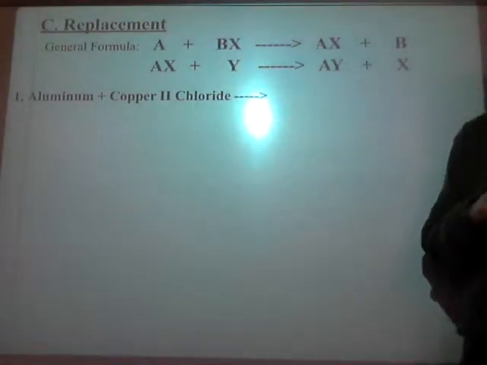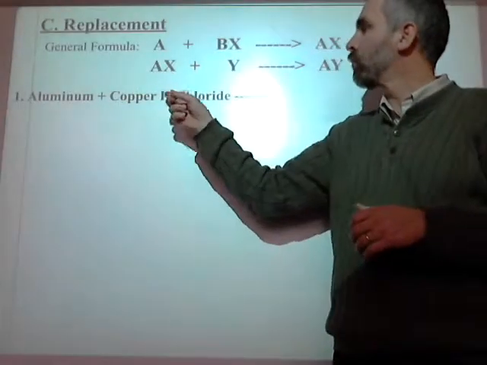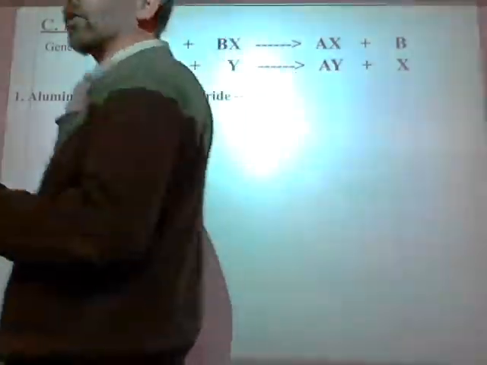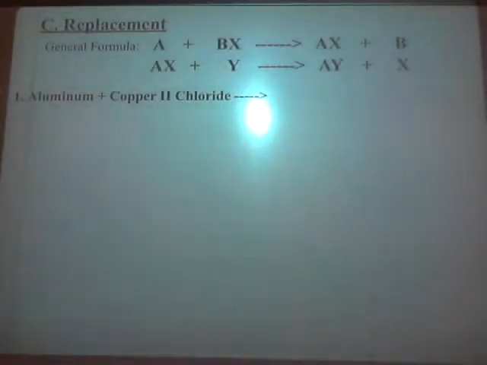Aluminum chloride. Exactly. Aluminum plus copper 2 chloride is going to yield aluminum chloride plus copper 2. In other words, these two guys are going to replace each other. Exactly right, because it is a replacement reaction, as I kind of hinted at in the beginning.